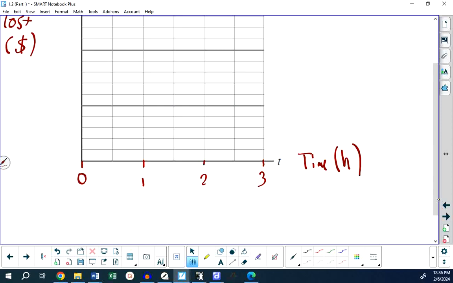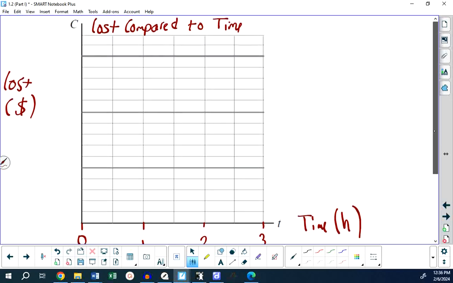Now what about the cost? If you look at your table, am I right in saying the biggest cost was $15? Yeah? So we're going to scale the axis vertically to go up to 15. And I think this works out pretty good. This is 5, 10, 15.